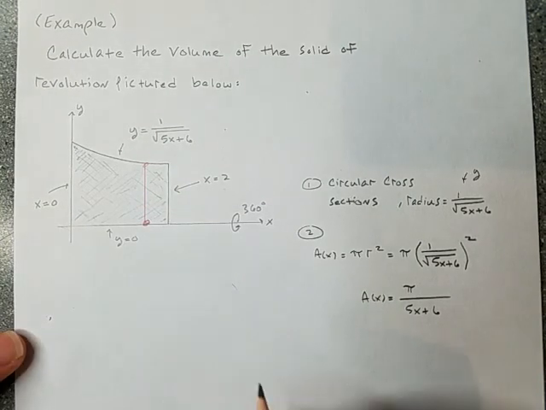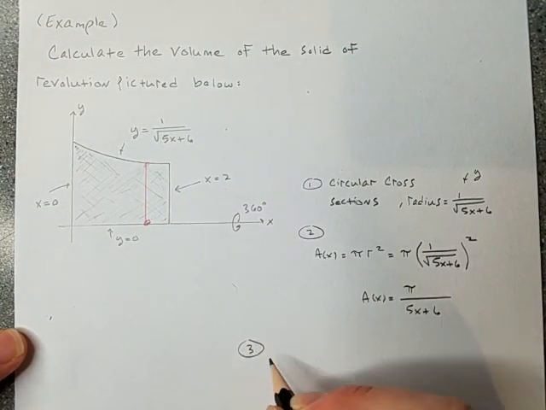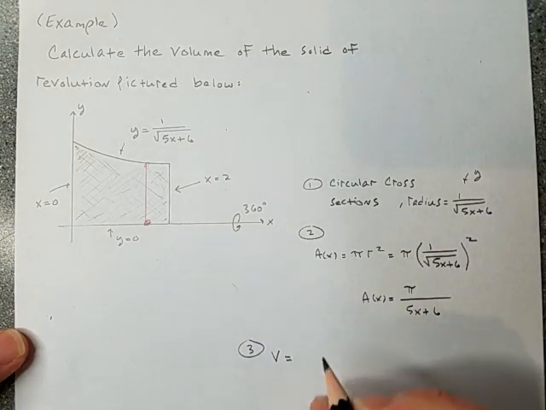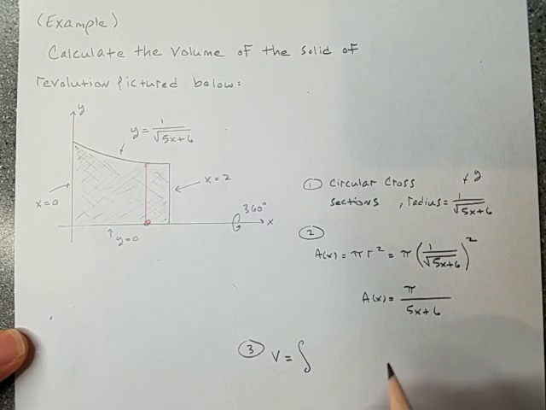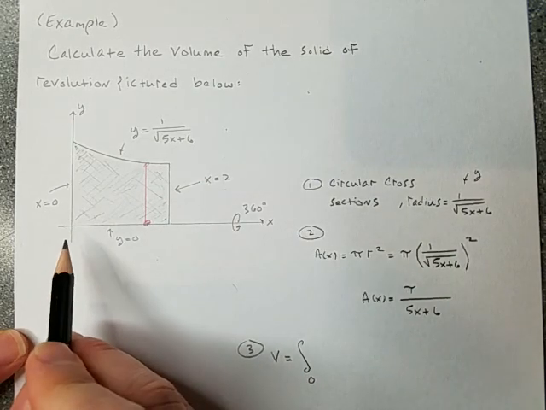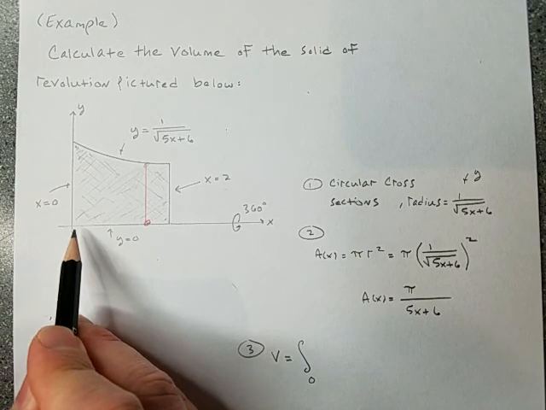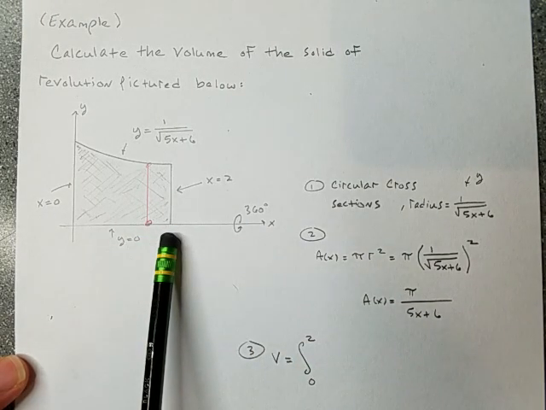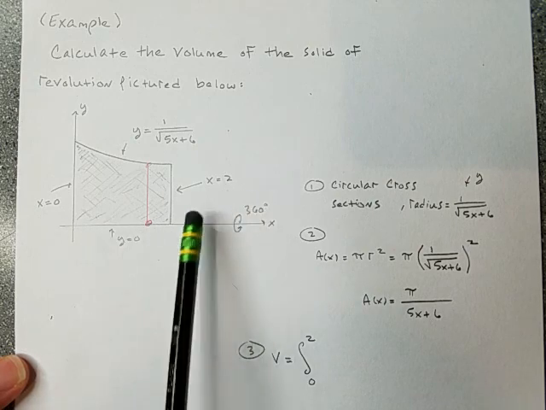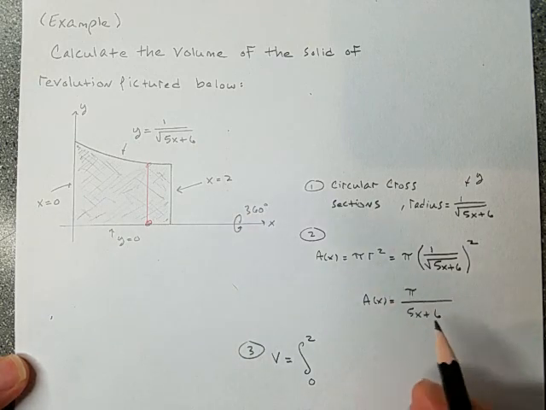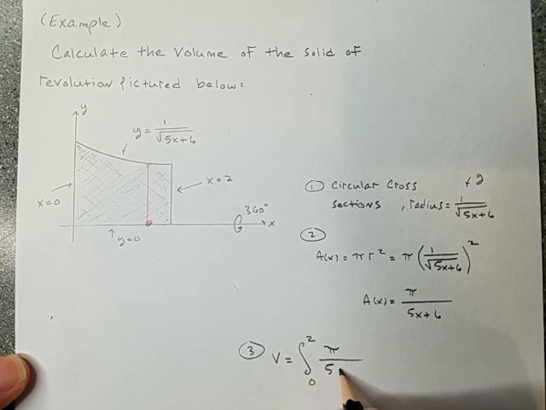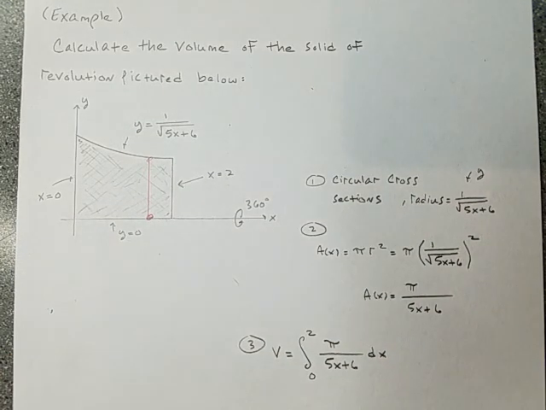Okay, so third part, let's see. The volume of an object that spans the x-axis is going to be the definite integral from its beginning on the x-axis, which is 0 for my shape, to 2, which is the end of the x-axis. This object would span after rotation from 0 to 2. A of x, so that's going to be the integral of pi over 5x plus 6 dx. Okay.